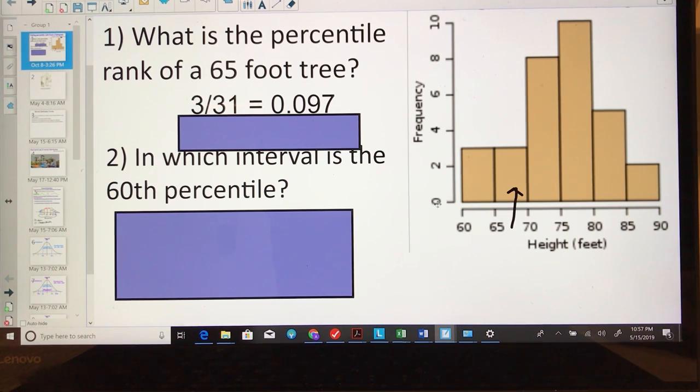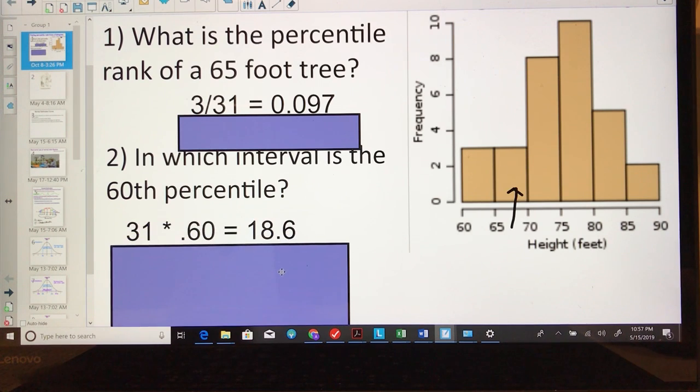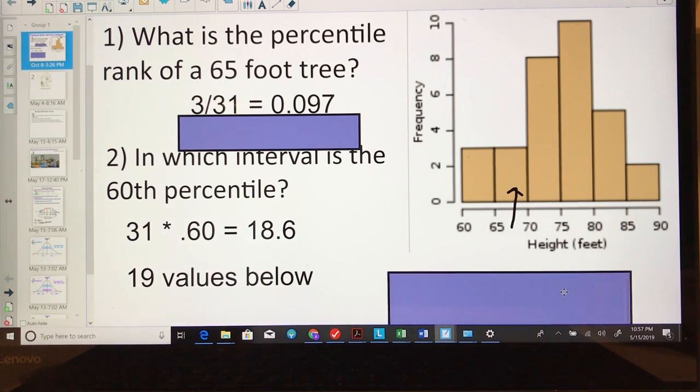So we're going to take our 31 pieces of data times 0.6, which means there are going to be about 18.6 values, or 19 values, below our data value that we're looking for. So the 19th value, this is 3, that's 6, that's 14. So the 19th value is going to be somewhere in this 75 to 79.99 bin. So this interval right here, 75 to 79, is where that answer is going to be.